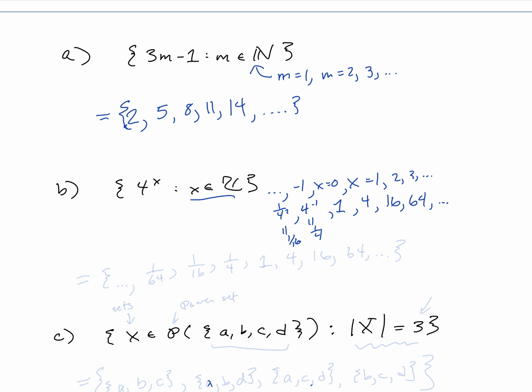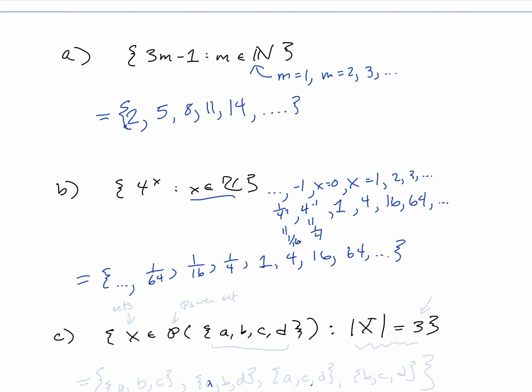Okay, so now we are able to write out the elements of this set between braces as we would write the elements of a set. So this is going to be going on forever in both directions: ..., 1 over 64, that's 4 to the -3rd, 1 over 16, 1 over 4, 1, 4, 16, 64, ... forever. So that's writing the elements of that set between braces.